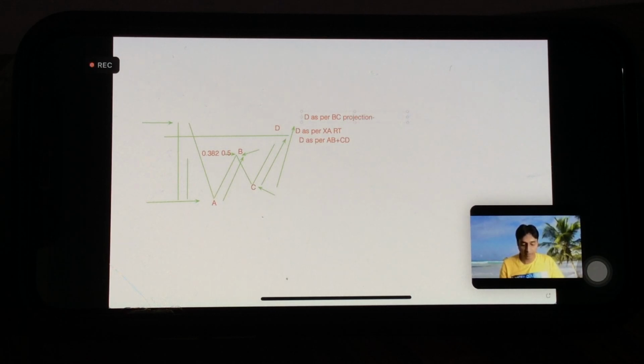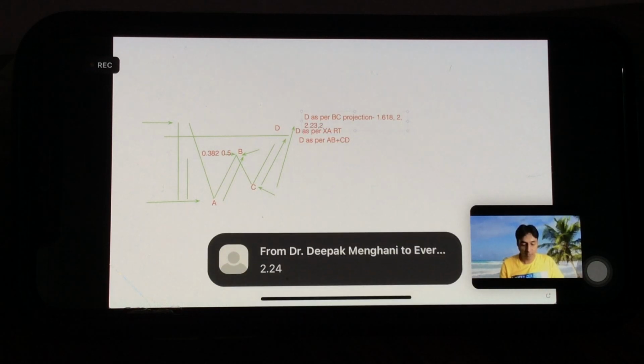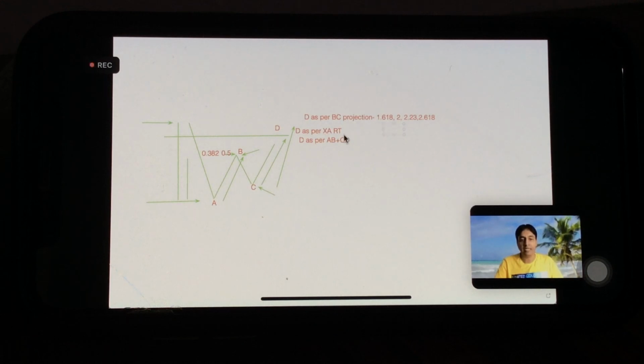That is, it can be 1.618 or 2 or 2.23 or 2.618. Whichever of these four matches, see, this D as per XA is the gold standard, right? Whichever matches with this, out of this 1.618, we plot from B to C Fibo. So 1.618, 2, 2.3, 2.618. Whichever of these is near to this, we take that level. And D as per AB equal to CD is normal.